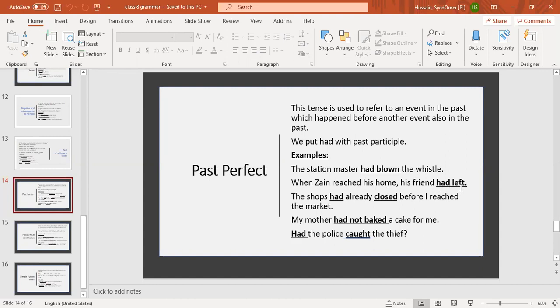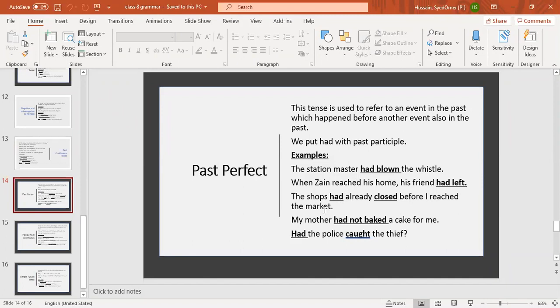Why? Because the definition is this tense is used to refer to an event in the past which happened before another event also in the past. So it is telling you when Zan reached his home, his friend had already left. Two actions have come. So in the first, if it is past perfect, the second will be simple past. The third example also: the shops had already closed before I reached the market. Okay, so this is past perfect tense.